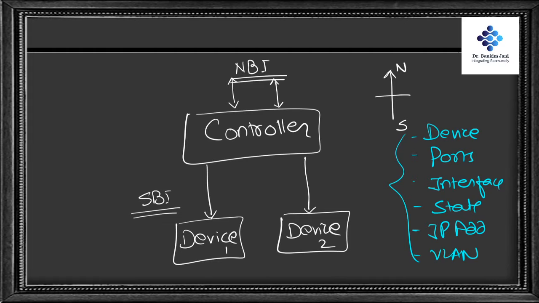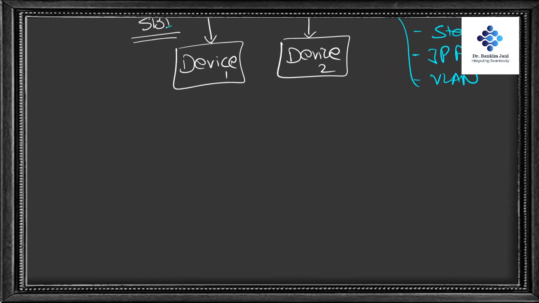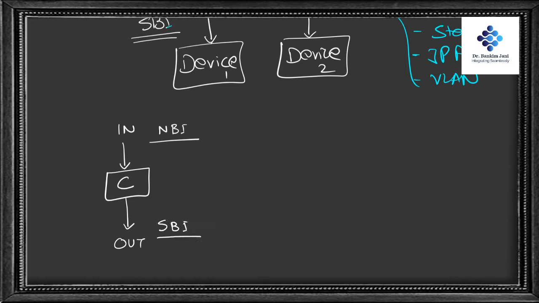So this is the reason that this piece of information is fed by NBI, and the result which comes out is via SBI. So this is input, this is the controller, and that's the output. Because this is in the north direction, that's why it is called the northbound interface. This is in the south direction, that's why it is called the southbound interface. That's it. Okay.